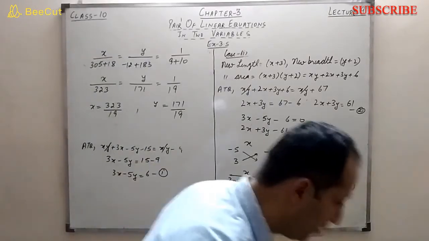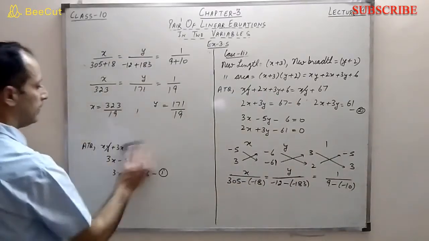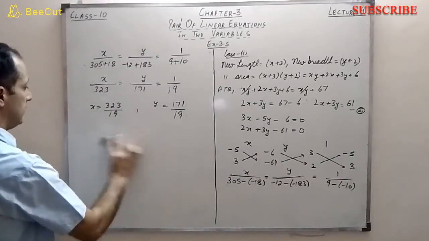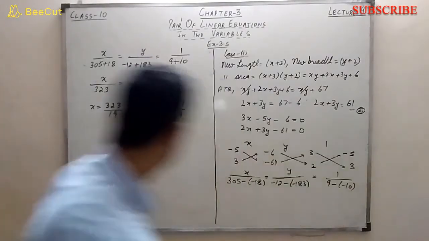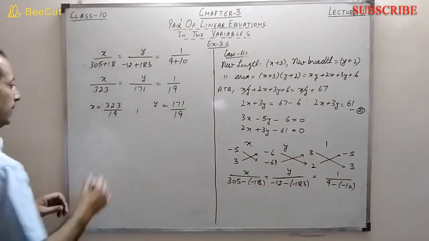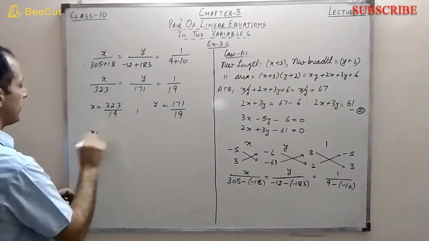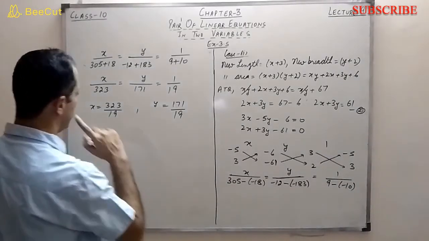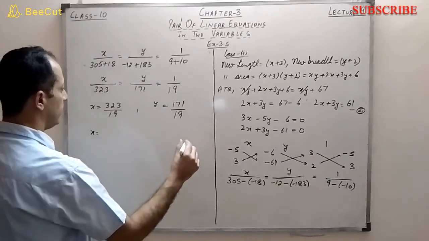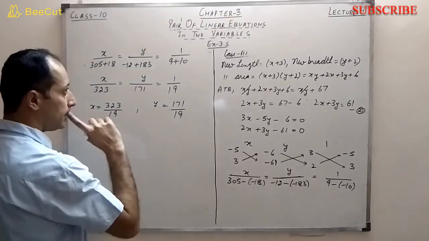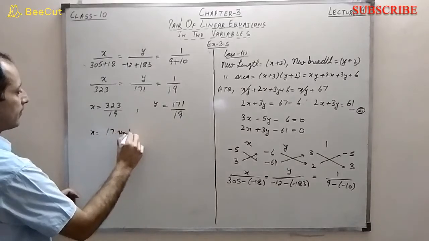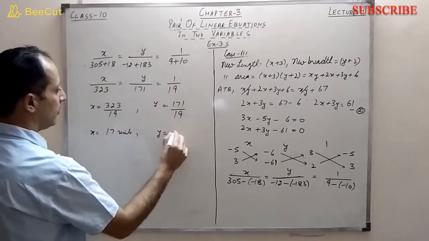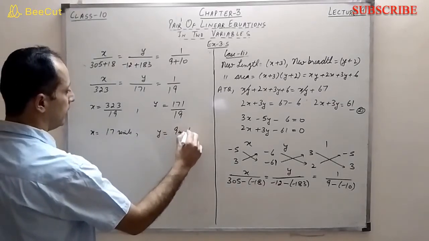So what do we get as the value of x here? Let's try to multiply it. 19 times 17 is 323, so x will be 17 units, and y will be equal to 9 units.